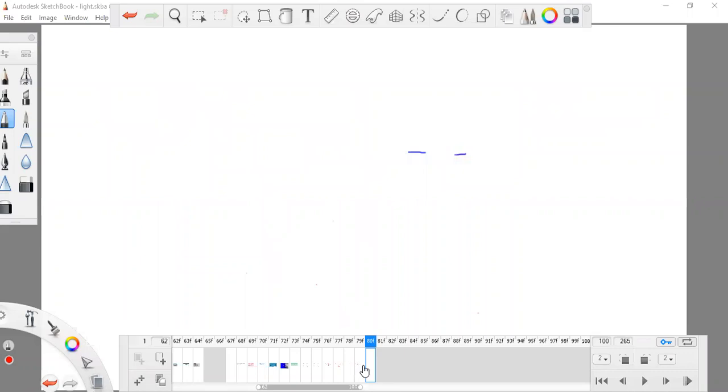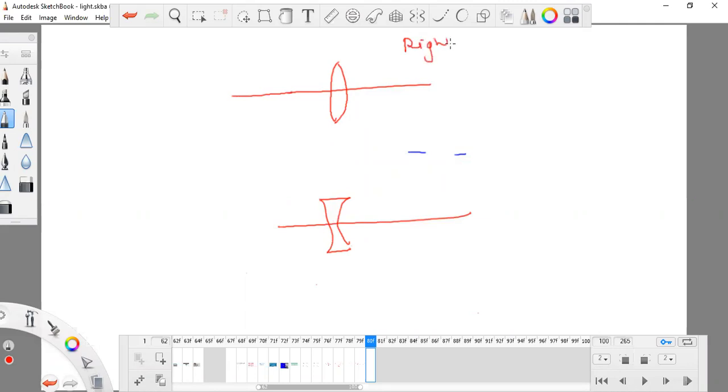Now one more thing I want to tell you. As we know, we have two types of lenses: this is the convex lens and this is the concave lens. For these, there are two sides, left and right side for sure. This is my right side and this is my left side. So we have three things. What are the three things?